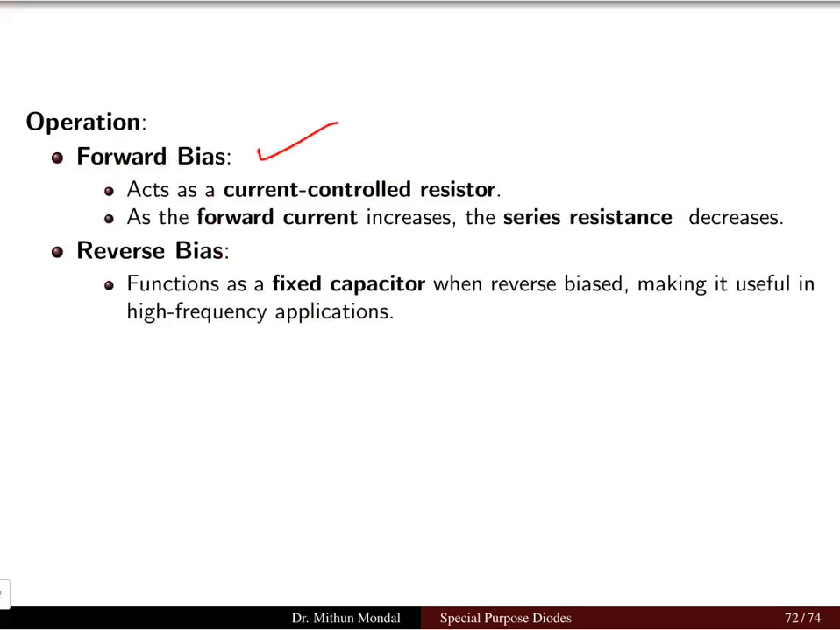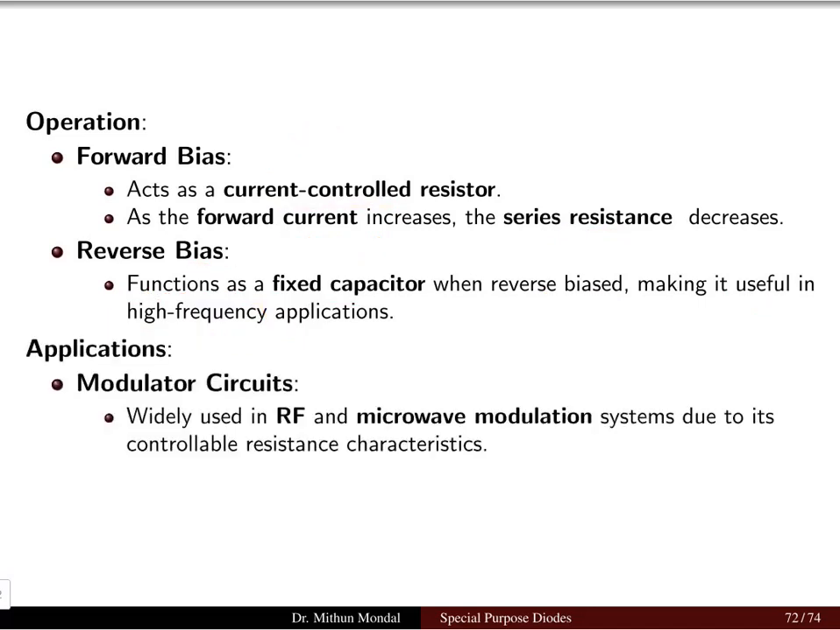During forward bias, it acts as a current controlled resistor, because the current is changing, so the resistance is changing. As the forward current increases, the series resistance decreases. In the reverse bias condition, it functions as a fixed capacitor, making it useful in high frequency applications. So when we have high frequency AC applications, it will act as a fixed capacitor in reverse bias. Application wise, in modulator circuits, we widely use it in RF and microwave modulation systems due to its controlled resistance characteristic. So the resistance is controlled with the help of the current.